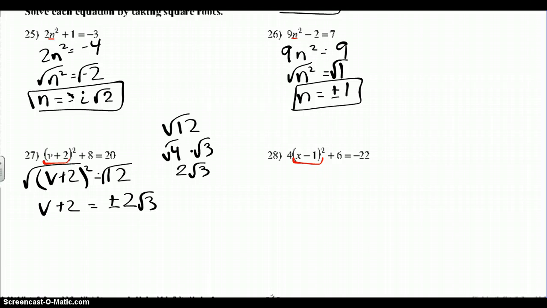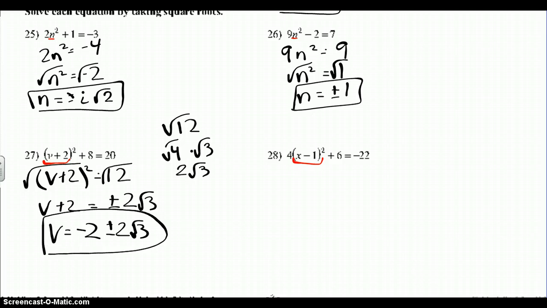My last step, get v by itself, subtract 2. So I have the negative 2 that I just subtracted, plus or minus 2 root 3. And we can't combine them anymore because one's a root 3 and one is not. Okay? Last but not least, isolate, subtract 6.